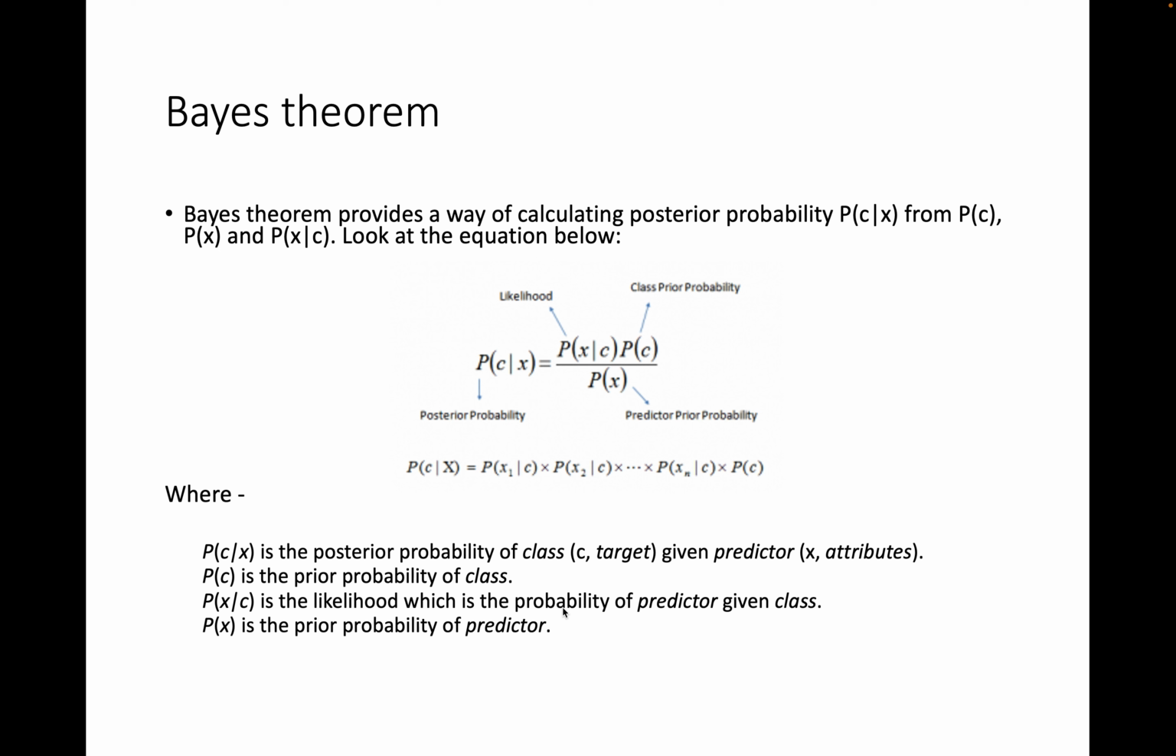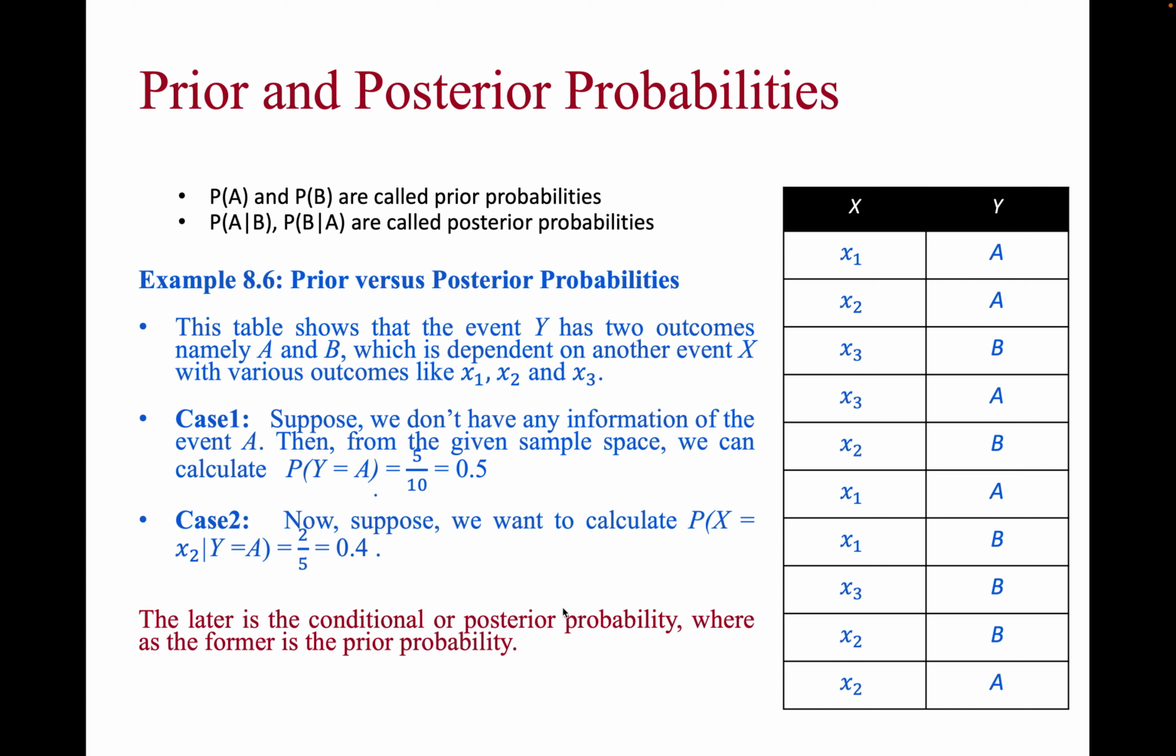Bayes theorem provides a way of calculating the posterior probability P(C|x) from P(C), P(x) and P(x|C). Also look at the equation below: posterior probability equals likelihood times class prior probability over predictor prior probability. Prior and posterior probabilities: probability A and probability B are called prior probabilities. Probability A given B and B given A are called posterior probabilities.